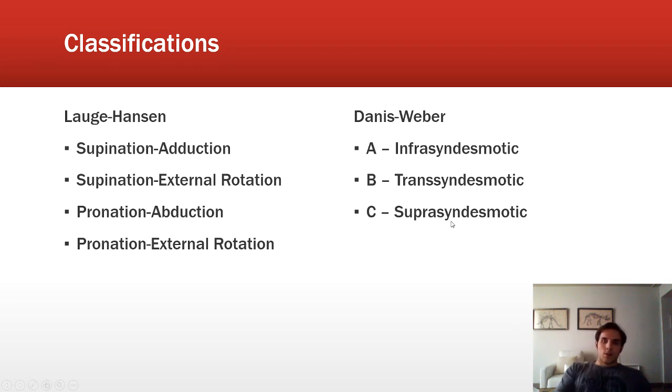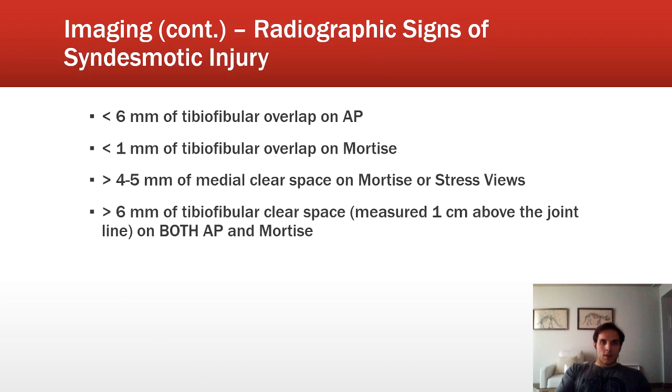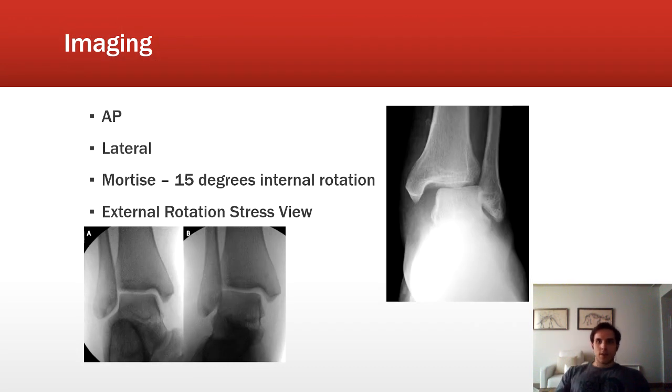So what does that mean? Let's go back. Your syndesmosis starts where your anterior and posterior inferior tibiofibular ligaments are, and then your interosseous membrane extends upward the full length of the tibia and fibula. But it starts right around here. So A, infrasyndesmotic, would be at this level. B, transsyndesmotic, would be at this level. And C, suprasyndesmotic, would be up here and above.